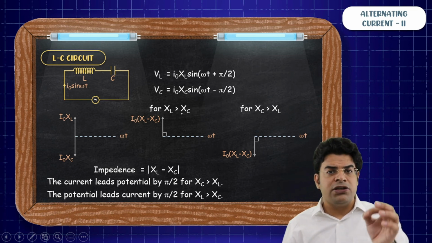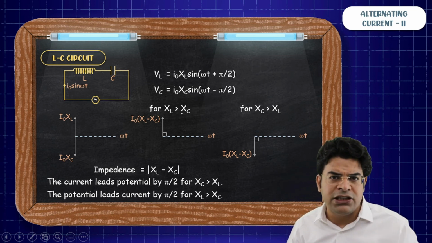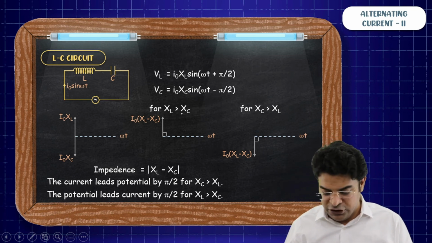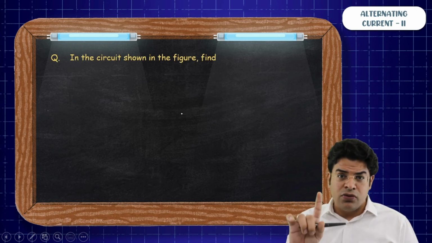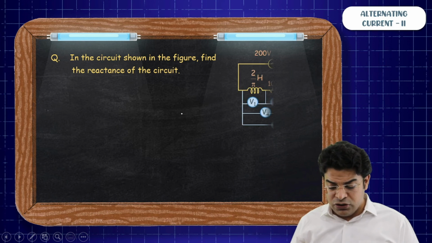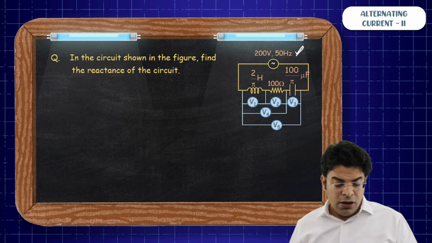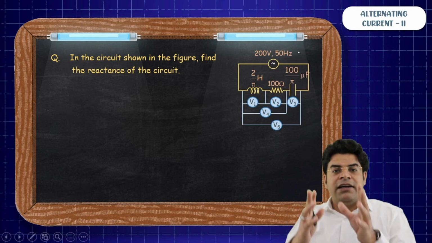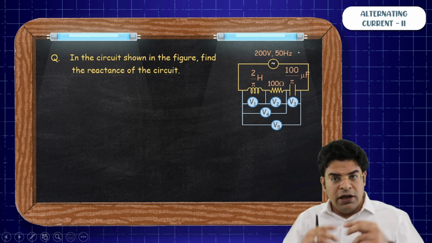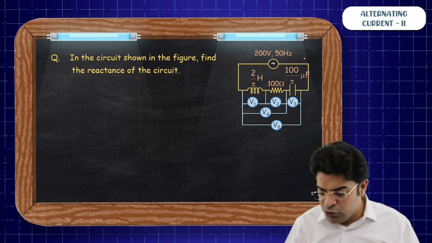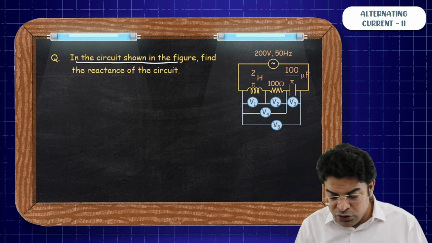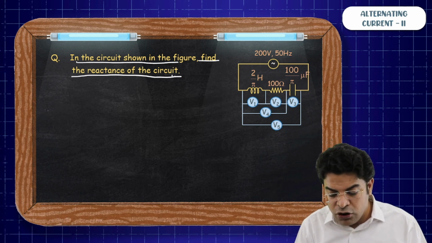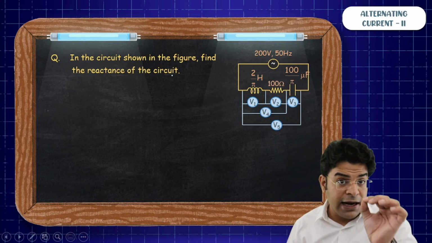Now let's practice 3 questions based on the LCR circuit. These 3 questions are nothing but a single question. In all 3 questions, I will use the same diagram, but it's a big question, so I have divided it into 3 parts. In the next 2 slides, I'm going to discuss the same question. The question goes like: in the circuit shown in the figure, find the reactance of the circuit.